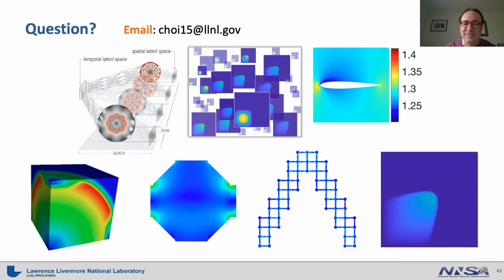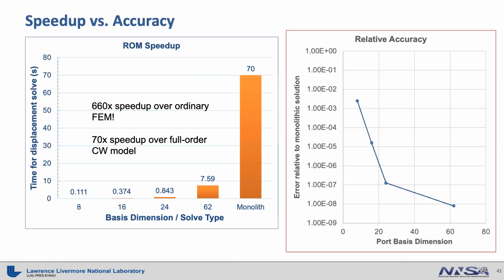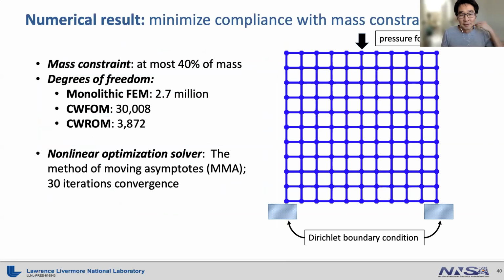And Rui? Yeah. Thank you very much, Youngsoo. And are there any questions for Youngsoo? I would have one question with respect to the topology optimization. There was the error. Could you explain the error measure a little bit? So here's the relative accuracy with respect to what? So it's not the optimized shape, or is it?